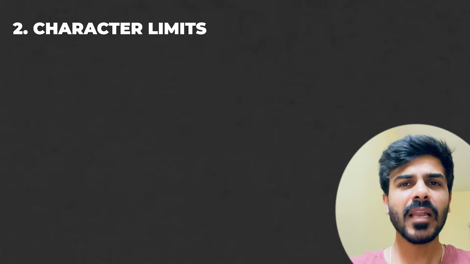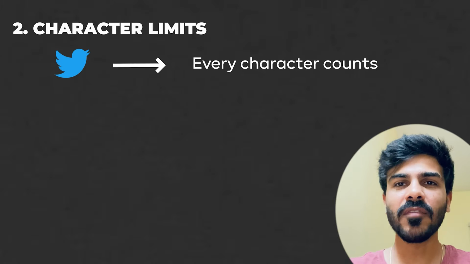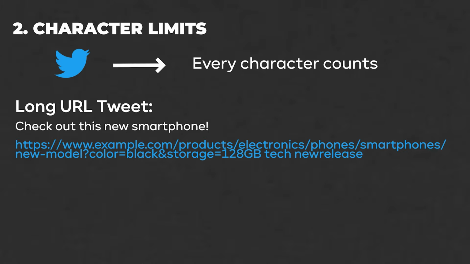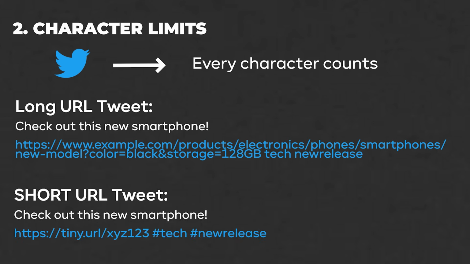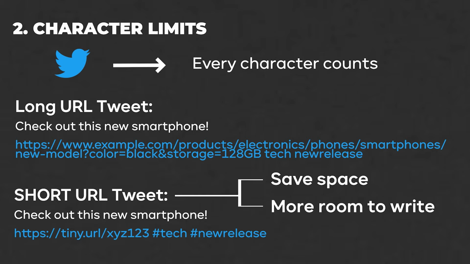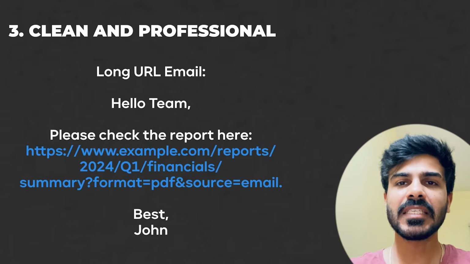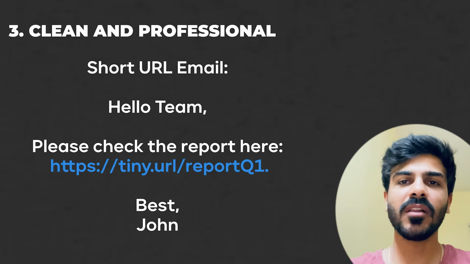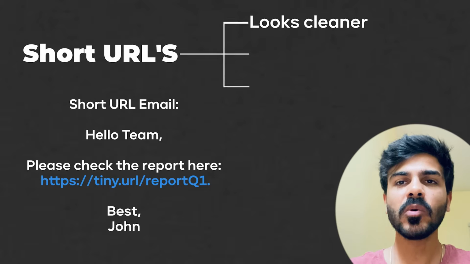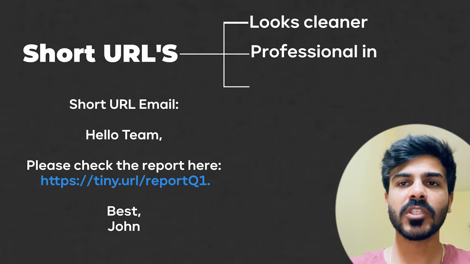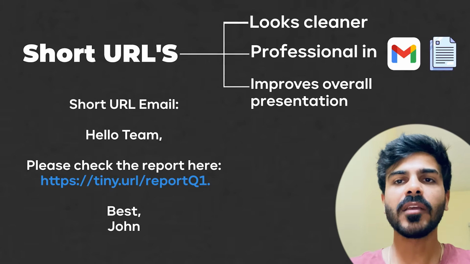Second, character limits. Let's talk about platforms like Twitter, where every character counts. So this is a tweet with a long URL and this is a tweet with a short URL. Short URLs save space, so you have more room to write your message or even add hashtags, making your tweet more effective. Third, it is clean and professional. Consider sending this email with a long URL and then this email with a short URL. The short URL looks much cleaner and more professional in emails or documents. It improves the overall presentation and readability, as you can see, leaving a better impression on the recipient.